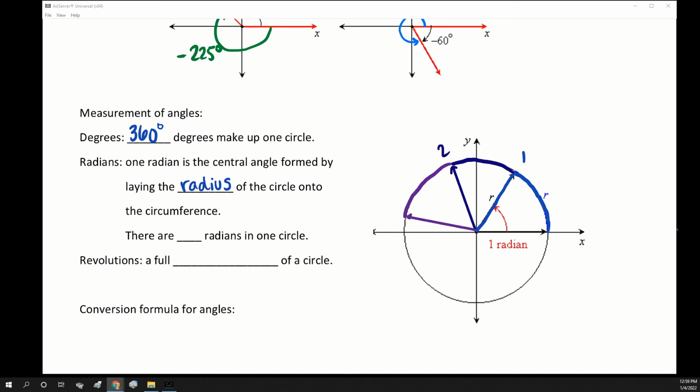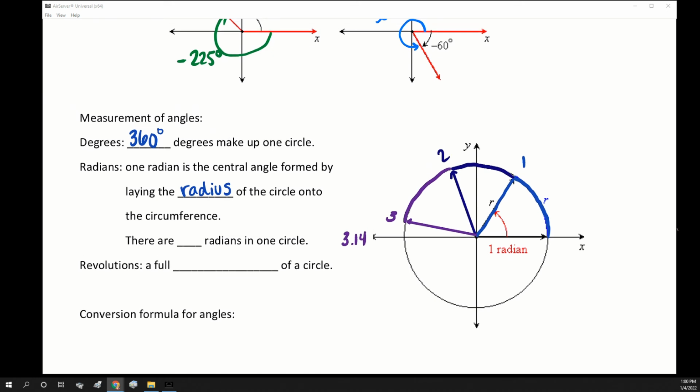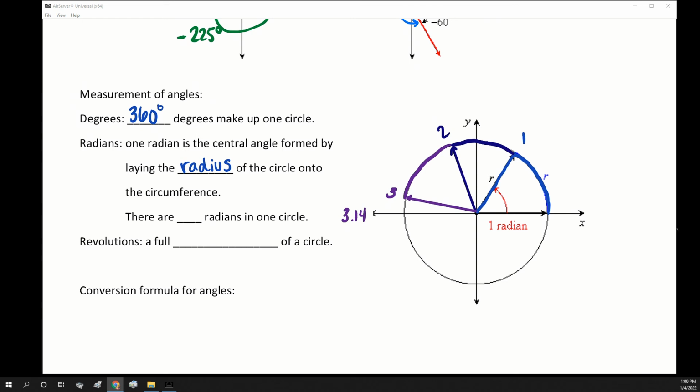All right, and that's going to be 3 radians. And then I also know right here is 3.14 radians. All right, so I'm going to do it again. I'm going to take the distance of a radius and lay it on the circle.